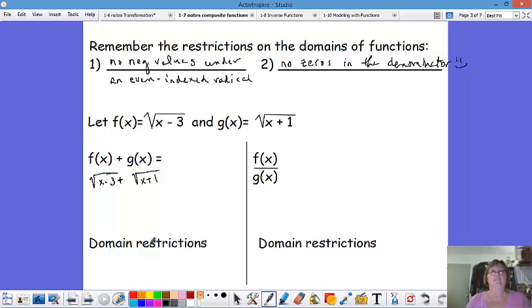As far as domain restrictions, we need to look at both of these things separately and then decide which of them is the most restricted, because we have to choose the most restrictive domain. That is, you want to err on the safe side. So choose the most restrictive domain.